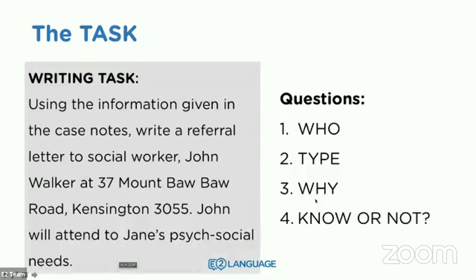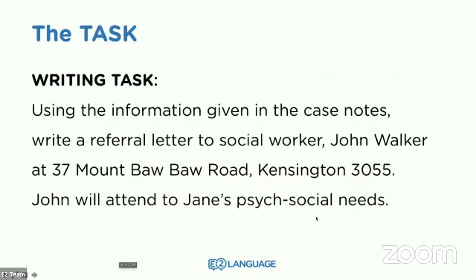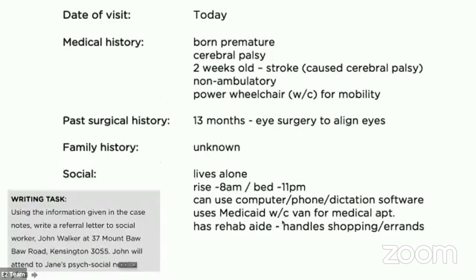We're going to look at these case notes very differently. So John Walker, social worker, referral letter. He's going to look after her psychological and social needs, and he does not know her. Let's select case notes according to this task. Okay, so yes, same as before. The name and the age is important, possibly where she lives. Okay, here we go. So psychosocial.